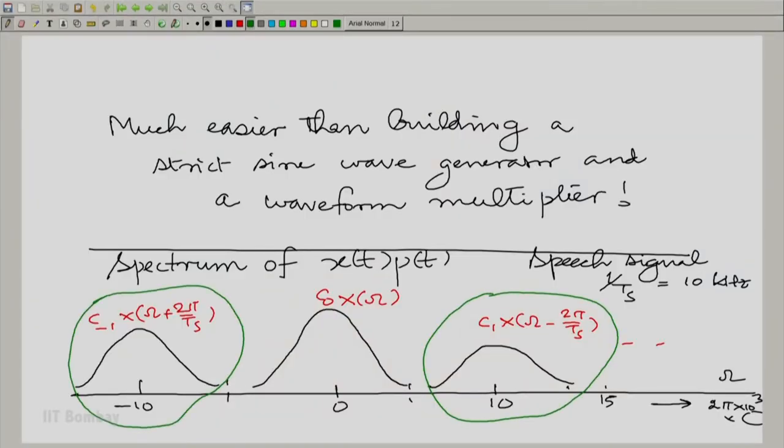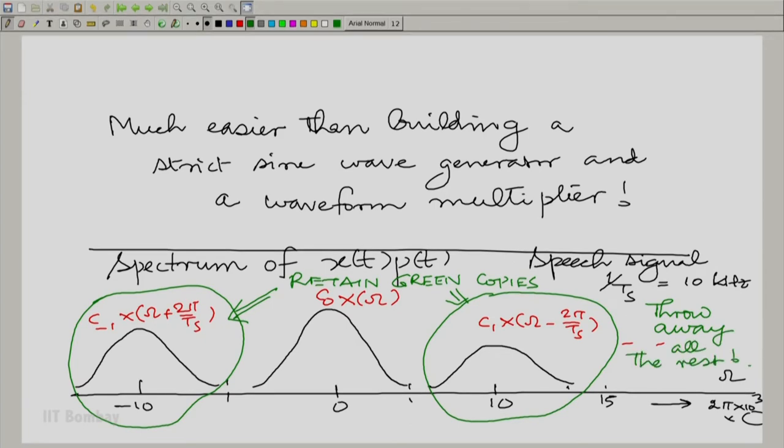Let us mark them out in green. I want to retain these green copies and throw away all the rest. So you know, it is interesting. The fact that carbon copies or aliases are created is not necessarily a bad thing always. In fact, here you can see in amplitude modulation, it is the aliases that we desire, and it is the aliases that help us construct the modulated signal.